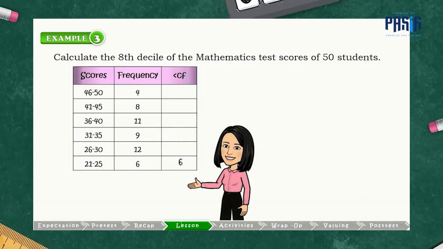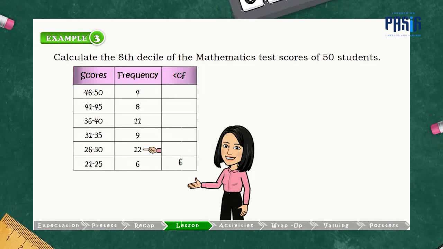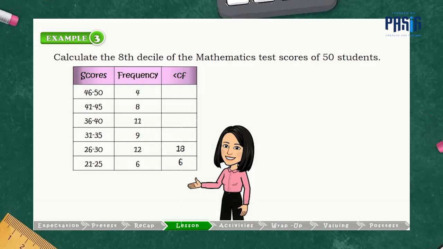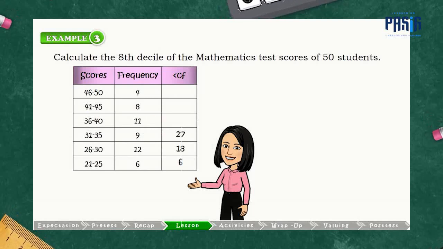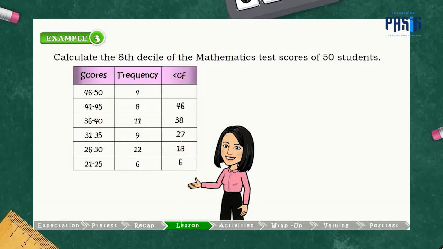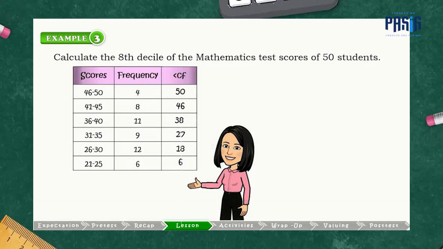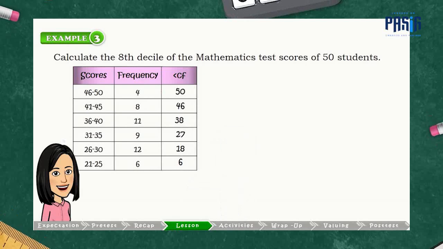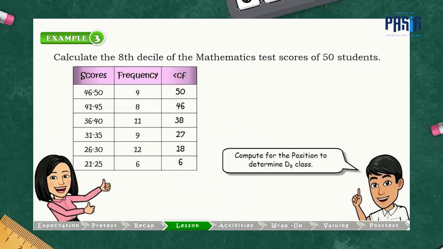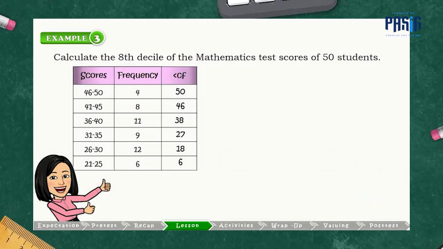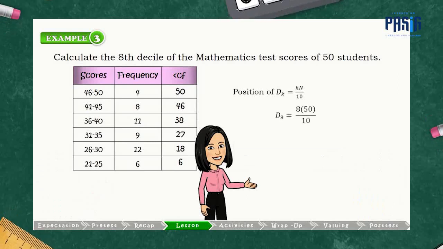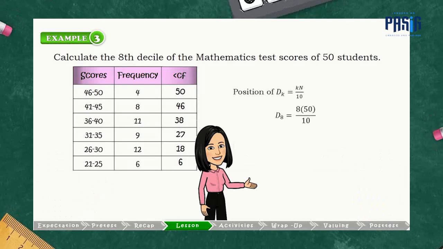Let's copy 6. Next, 6 plus 12 will be equal to 18. Then 18 plus 9 will be equal to 27. And so on until we verify that there are 50 students who took the exam. After completing the table, what is the next step? Yes, that's right. Compute for the position to determine the 8th decile class. Using the formula, substitute the values of k and n, evaluate, and it will give us an answer of 40.